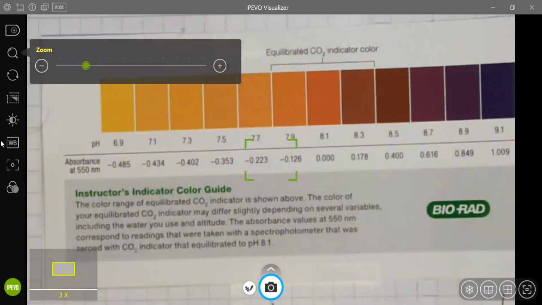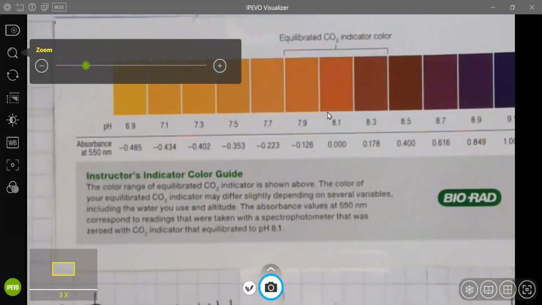That's a little better. If you zoom in on that color card, for each color on the color card, they give you a pH and a corresponding absorbance. So a wavelength of 550 nanometers will go 100% through the sample with 0 absorbance at around a pH of 8.1, which would be that color.